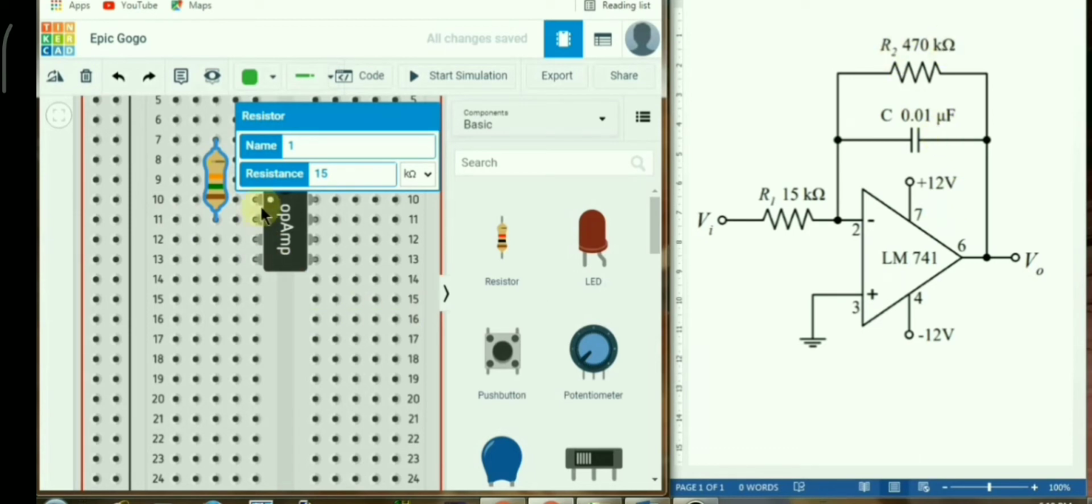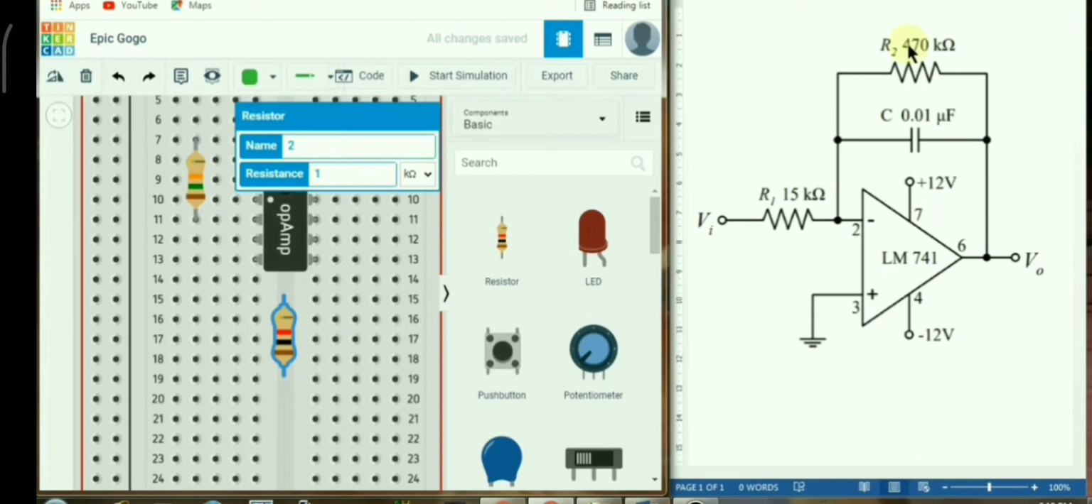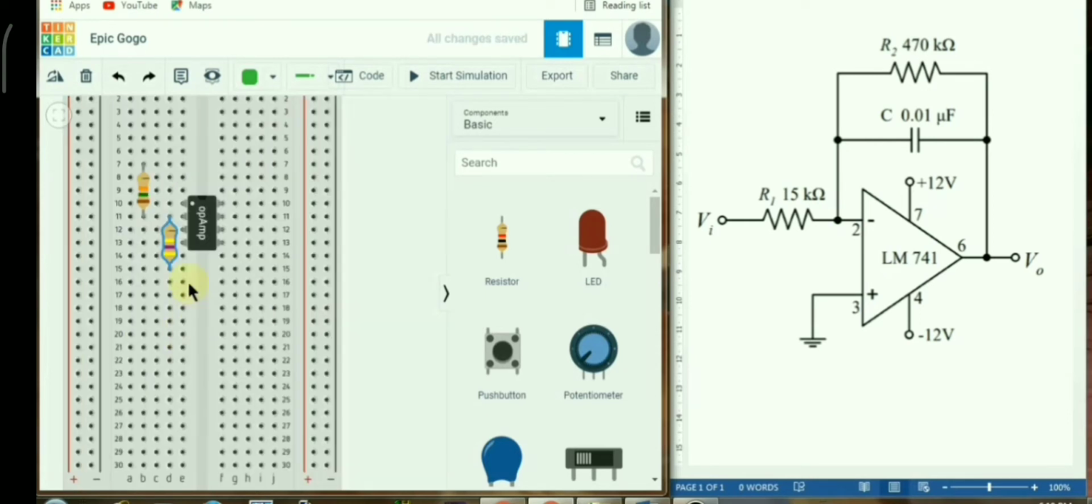Then we require a resistor R2 and a capacitor in feedback. Both are parallel to each other. The resistor has a value of 470 kilo ohm. Similarly, we change the value to 470 kilo ohm.